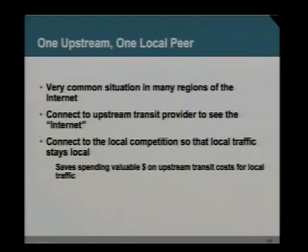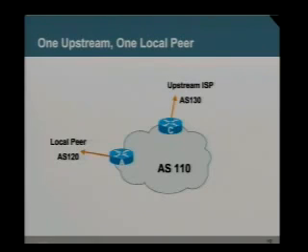So the first one, 1 upstream, 1 local peer. This is a pretty common situation in many parts of the internet. You connect to your upstream transit provider to see the internet, and you connect to the local competition so that local traffic stays local. Okay, so that's fairly normal.